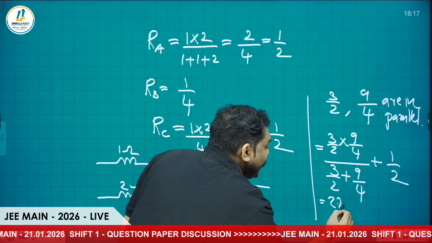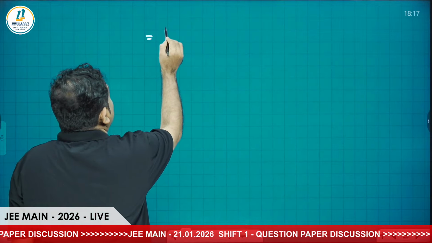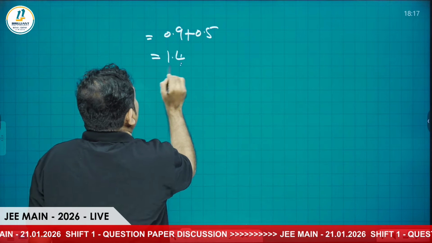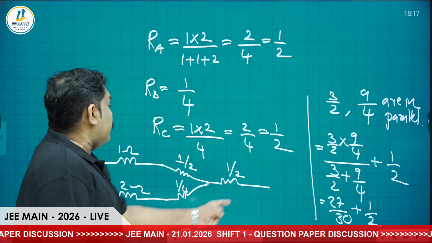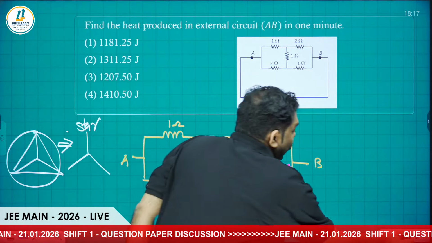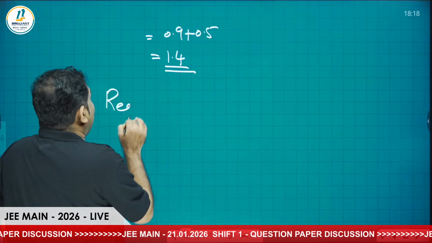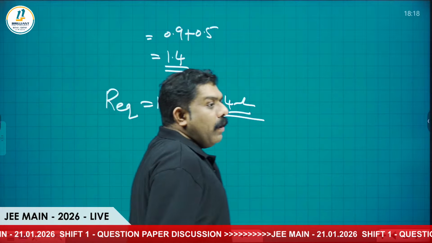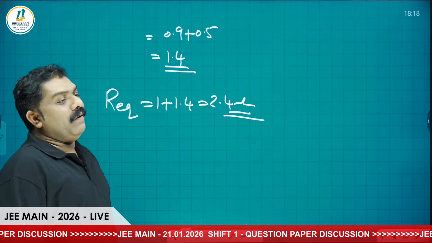So 27 by 30 is the final calculation, plus 1 by 2. 27 by 30 means 9 by 10. So 0.9 plus 0.5 is 1.4. So look, 1.4 is the total resistance of this portion. Now in our question you see there is a 1 ohm resistance still. So what is the total equivalent resistance? The equivalent resistance will be 1 plus 1.4, equal to 2.4 ohm. So the equivalent resistance of this network is 2.4 ohm.